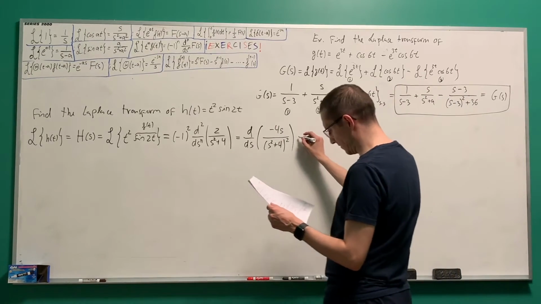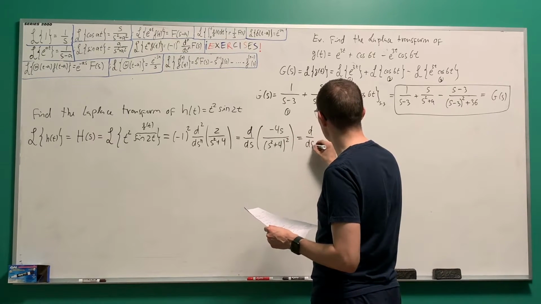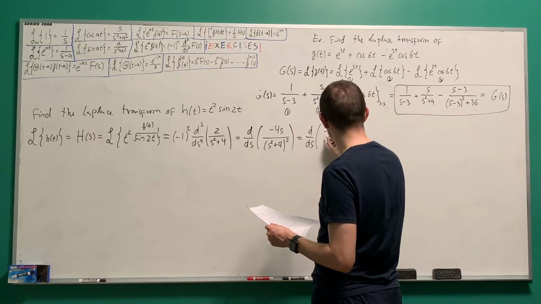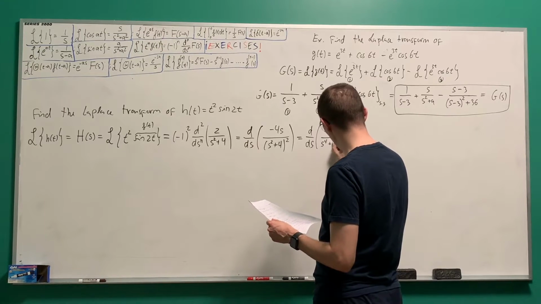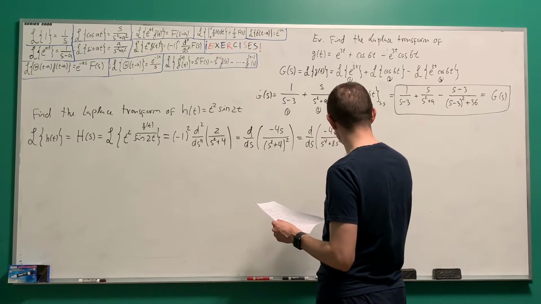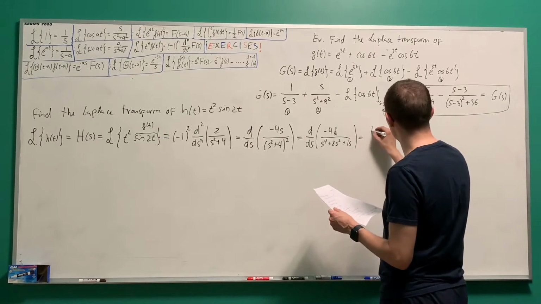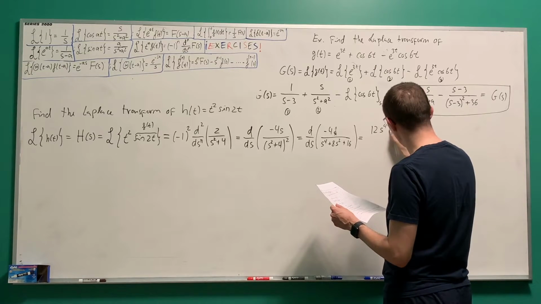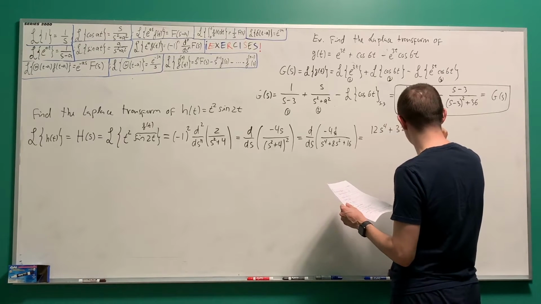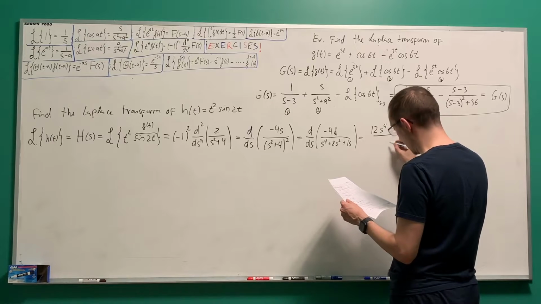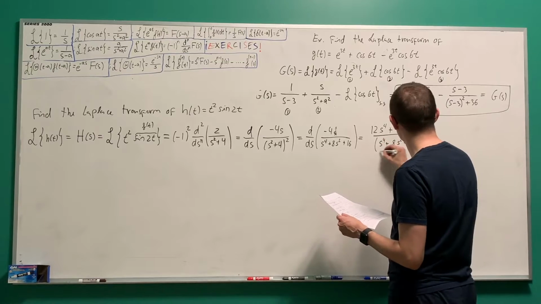Now we do the second derivative. I'm going to expand this, just for fun. This is d/ds of minus 4s over... expanding the denominator, I get s to the power of 4 plus 8s squared plus 16. And then the derivative of that is 12 s to the 4 plus 32 s squared minus 64 divided by (s to the 4 plus 8s squared plus 16) squared.